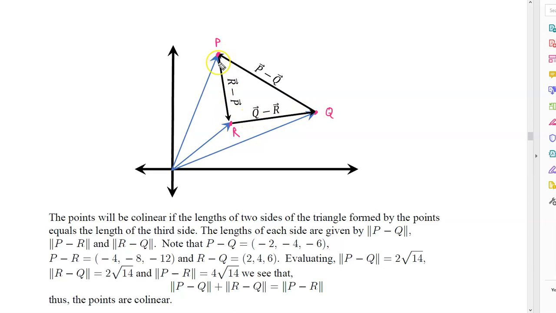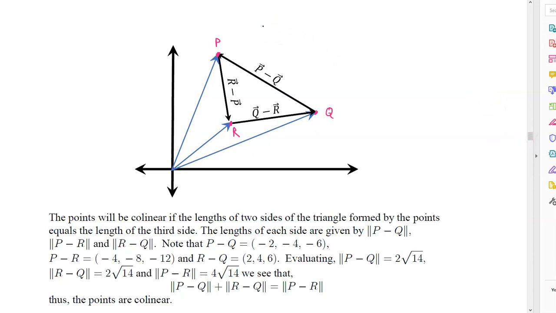Now, to determine if these 3 points actually lie on a single straight line, what we're going to do is evaluate the length of the sides of the triangle here. And if, for example, this side right here is exactly equal to the sum of these two sides, well, then the points must be collinear. In other words, this R would actually have to look like this.